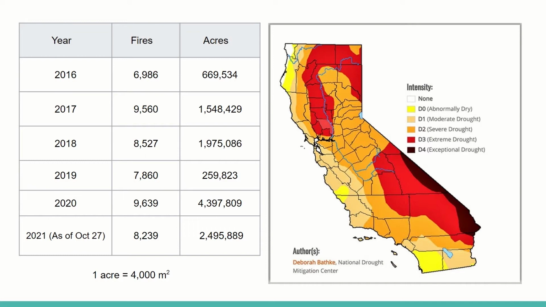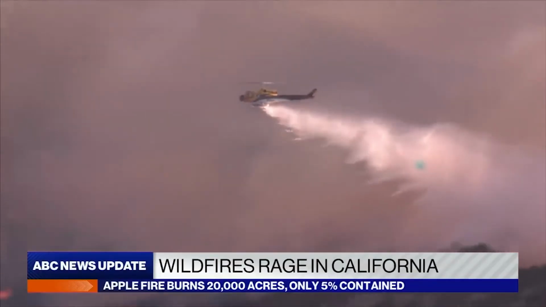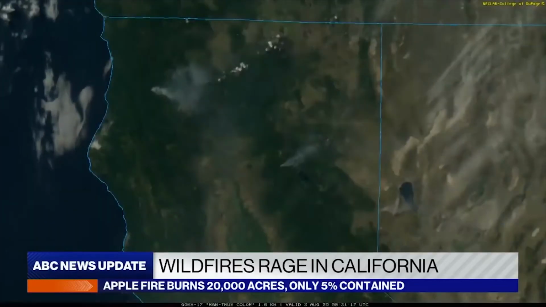Here is a video clip from ABC News about the California wildfire. Over to California now, where wildfires have forced more than 8,000 people from their homes. The Apple Fire has now burned more than 20,000 acres in Southern California, sending smoke as far as Tucson, Arizona.